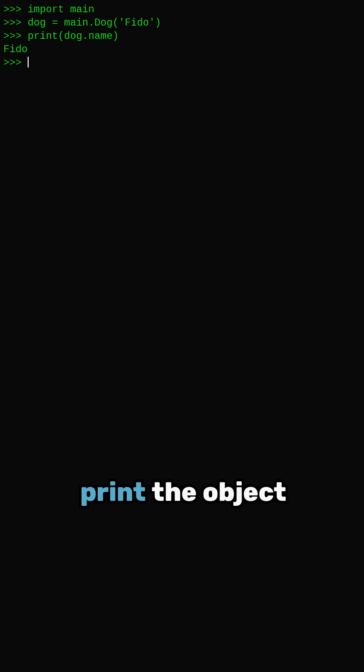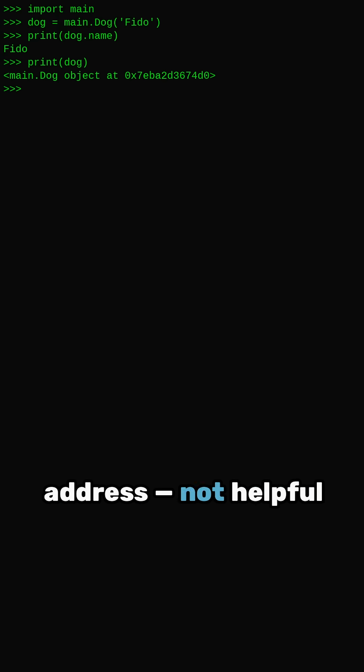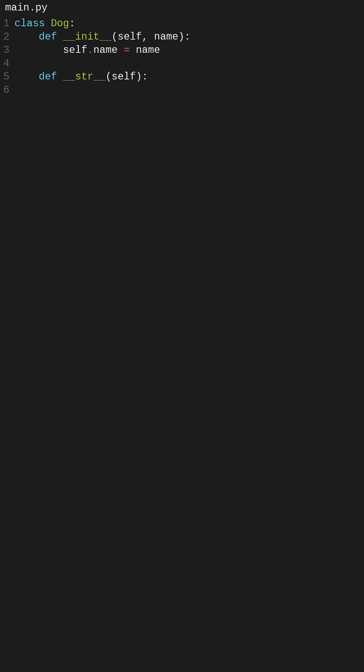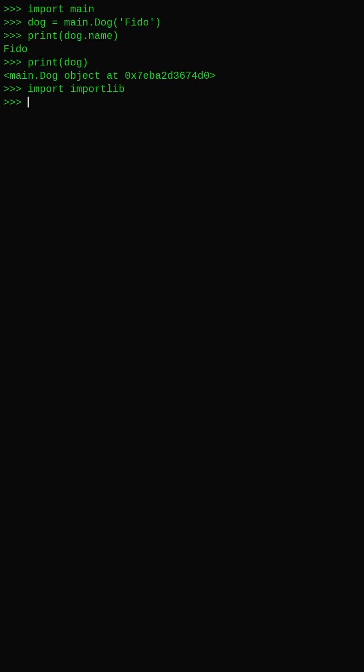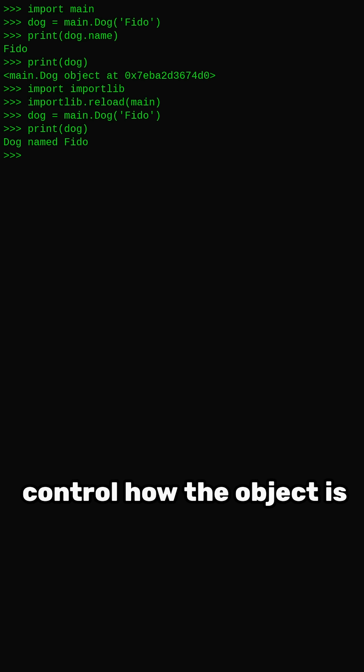Now what happens if we print the object directly? It shows a memory address, not helpful. Let us add __str__ so it prints something nicer. Much better. Now we control how the object is printed.